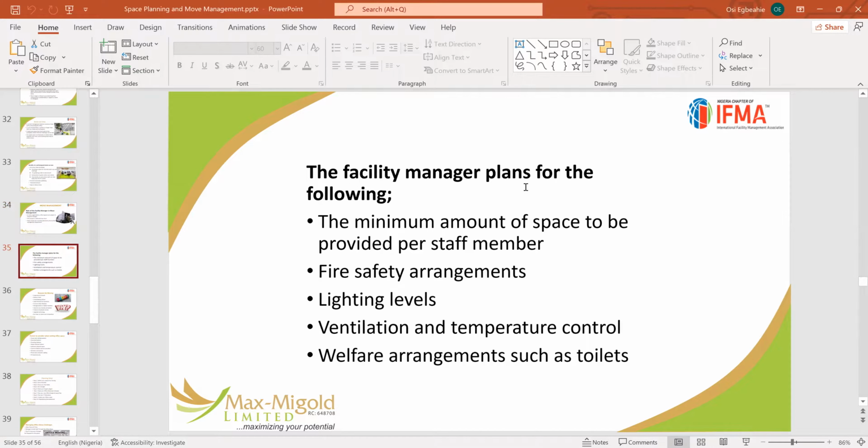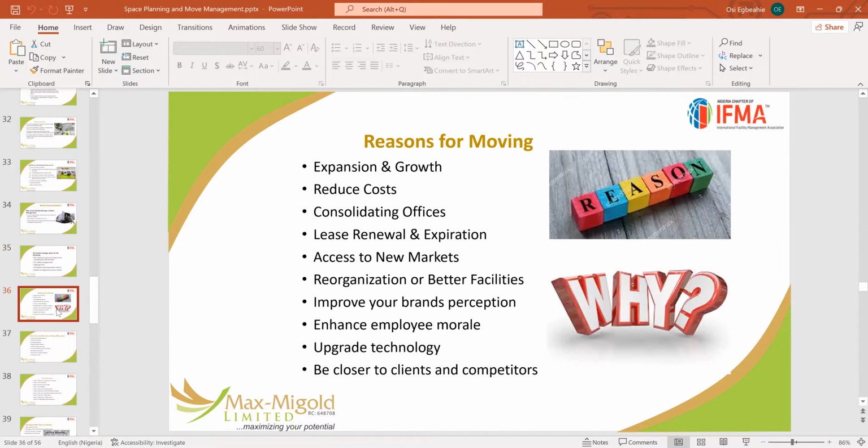The facility manager plans for the following: the minimum amount of space to be provided per staff member. These are some of the things the facility manager must do. Check for the fire safety arrangements, lighting level, ventilation and thermal control, welfare arrangements such as toilets, and so on and so forth.